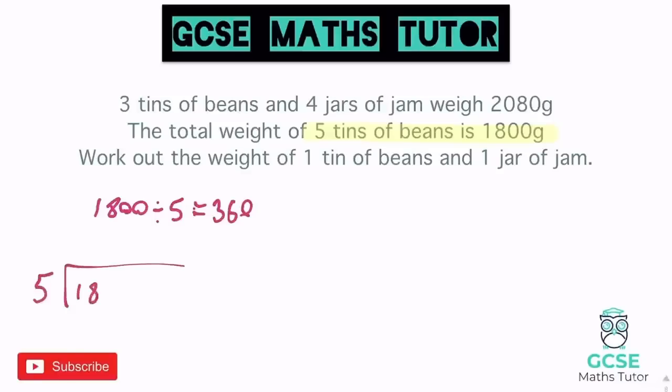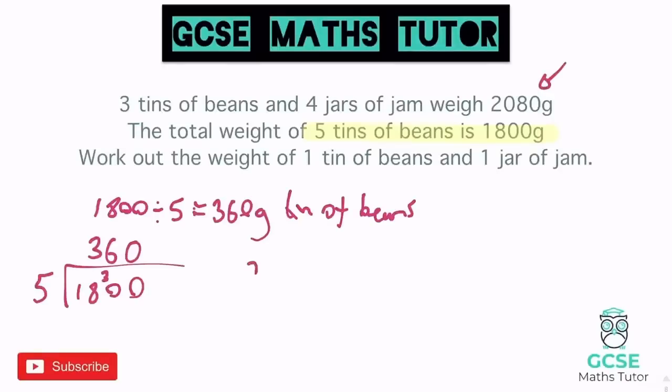We might have to do a bit of bus stop for that, but we can do that. 5's into 1,800. 5 into 18 goes 3, remainder 3. 5's into 30 goes 6, and then 0, so 360 grams, and that is for the tin of beans. It then says 3 tins of beans and 4 jars of jam weigh 2,080. So if we work out the weight of 3 tins of beans now, well, 3 of those would be 360, 360 and 360. And if we add those all up, we get 1,080. So that's the weight of those tins of beans.